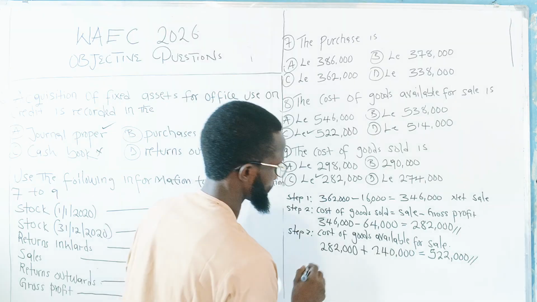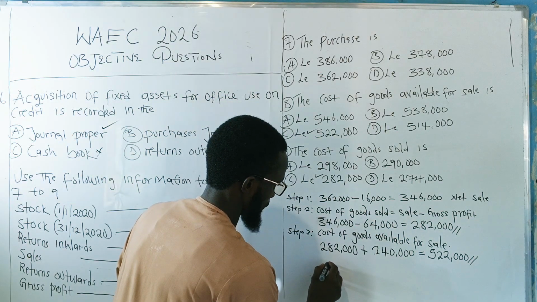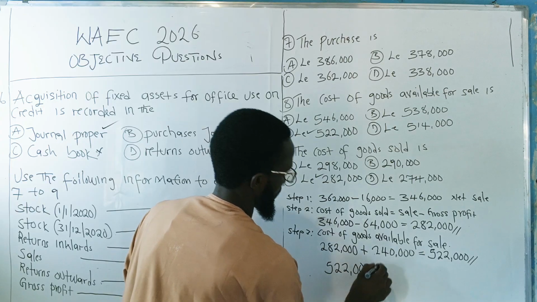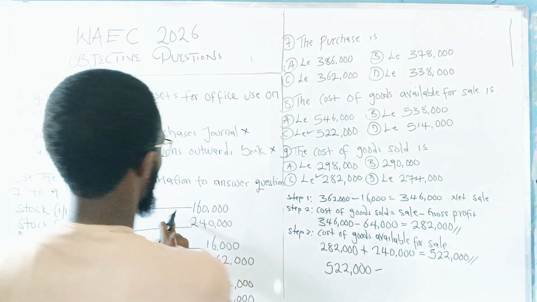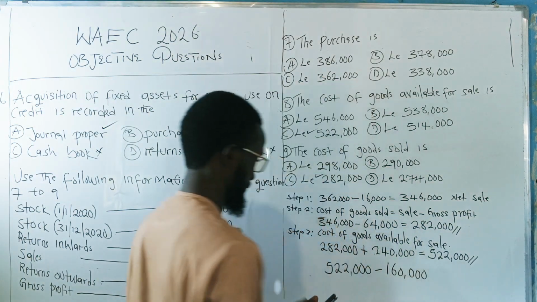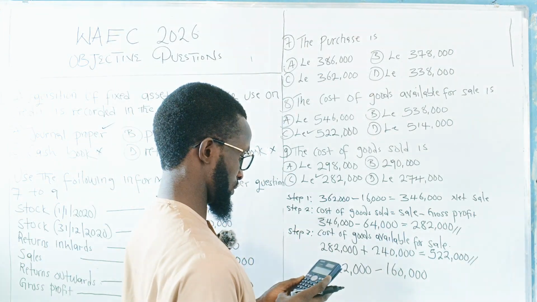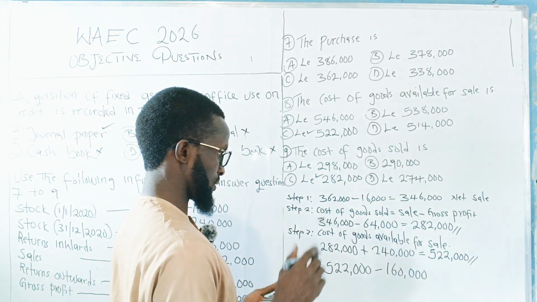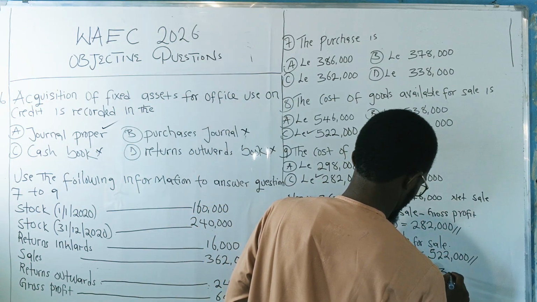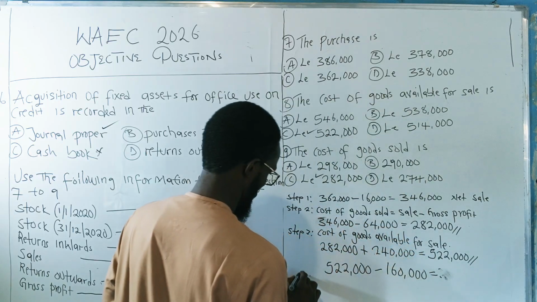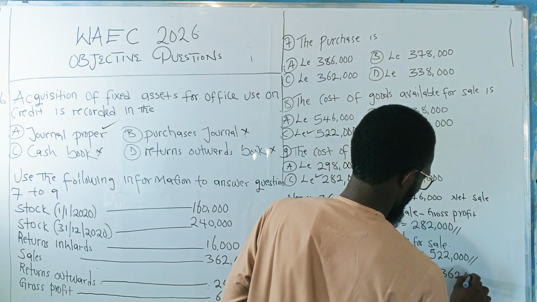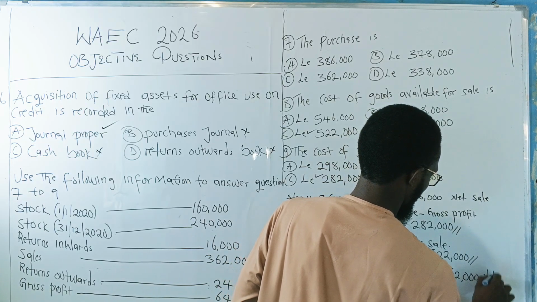So that we are going to say 522,000 lei minus our opening stock. Our opening stock is given in the question as 160,000. So 522,000 minus 160,000. Therefore, our purchase, that is net purchase, should be 362,000 lei. This is the net purchase.